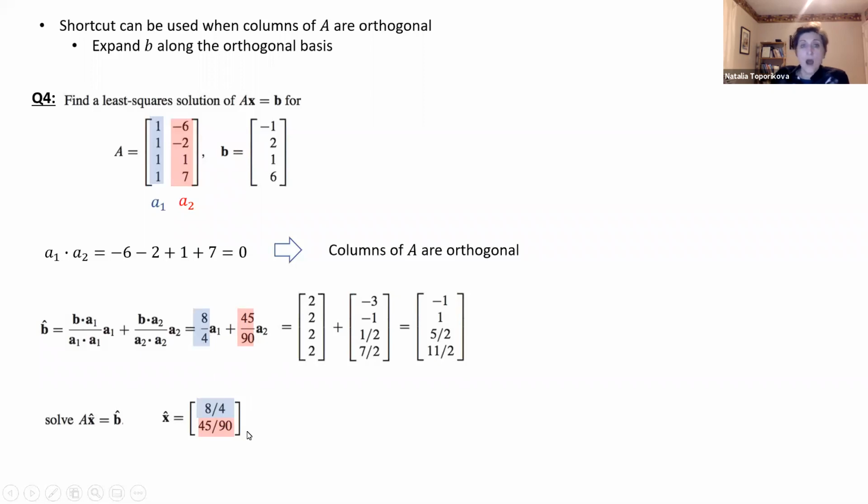So if you happen to have an orthogonal matrix A, then the solution will be much easier for you. There are several examples at the end of the chapter where you can apply this method, and I'm sure you'll enjoy doing this. It's much easier than solving normal equations.